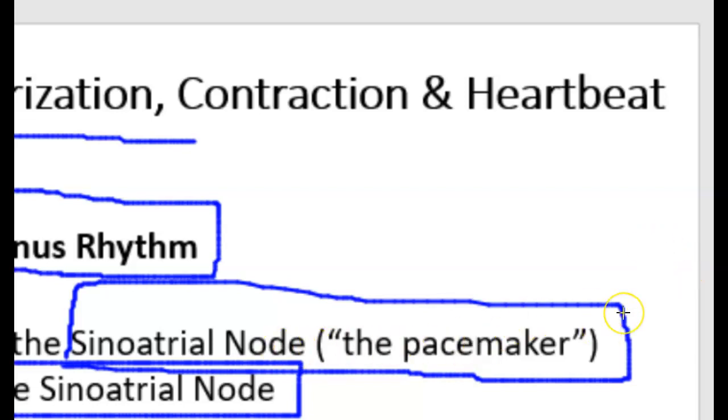And so if, for example, the parasympathetic nervous system influenced the SA node, you would get a slower heart rate. It would slow down how fast the sinoatrial node starts an action potential. And the same is true for the sympathetic nervous system. It can influence the SA node, and then you'd get a faster heart rate.